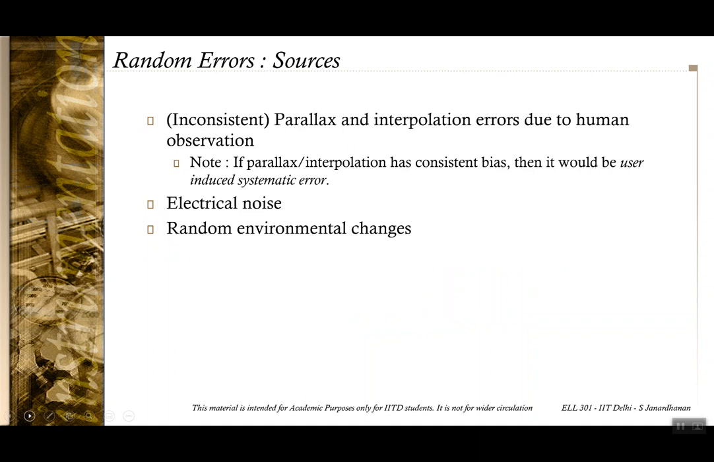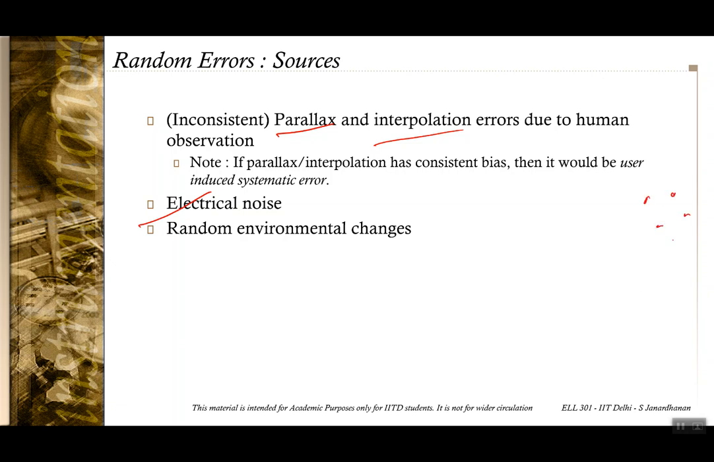That was systematic errors. Now, if you come to the random errors, as I said earlier, they don't have a particular direction. They are random, and they can be introduced generally by the user, as parallax errors or interpolation errors during observation, or due to electrical noise disturbances in the system, or some interaction, or due to random environmental changes.